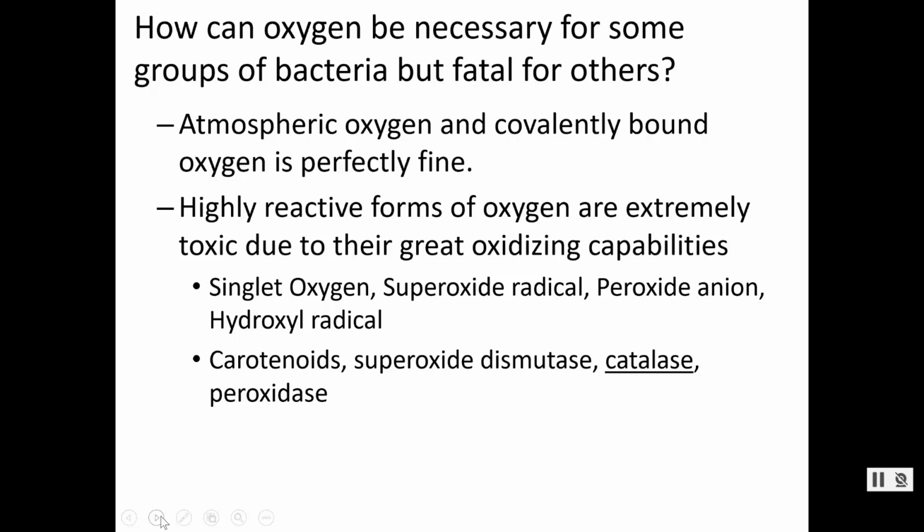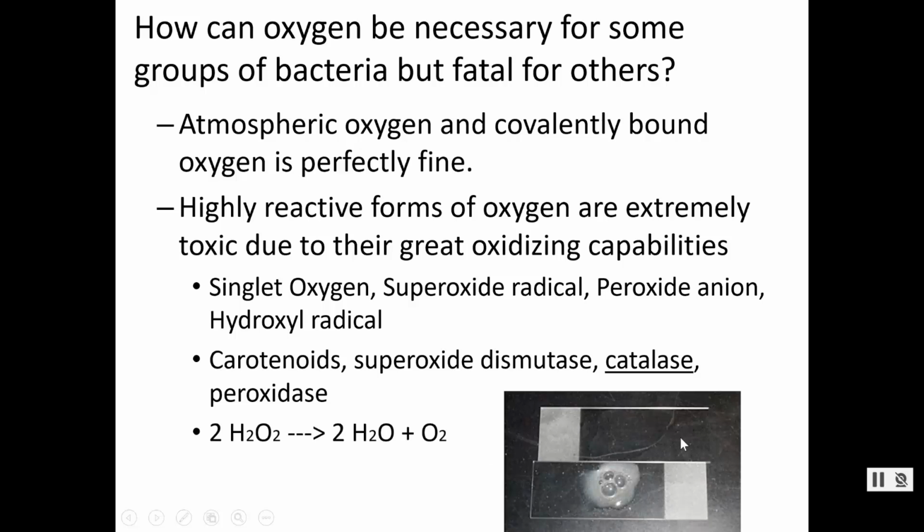All right. And if you're interested in that, and the chemistry involved, you can look at some more details in your textbook. This is that catalase that I was talking about. So you take hydrogen peroxide, H2O2 is the chemical formula for hydrogen peroxide, and this catalase enzyme catalyzes the reaction and it turns it into water and oxygen, and that's where you get the bubbles from that.